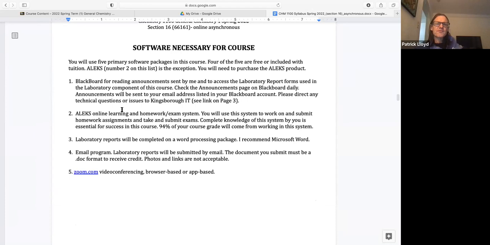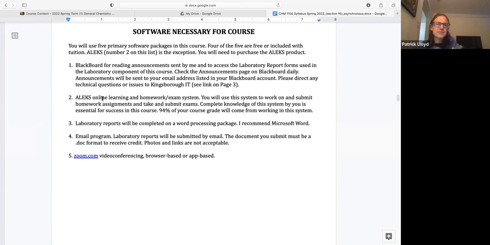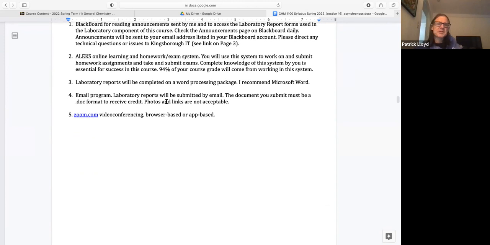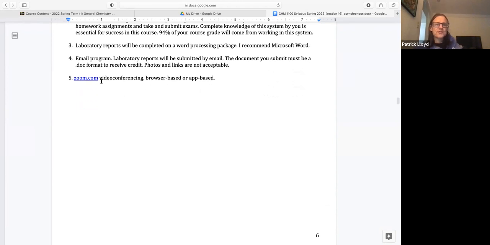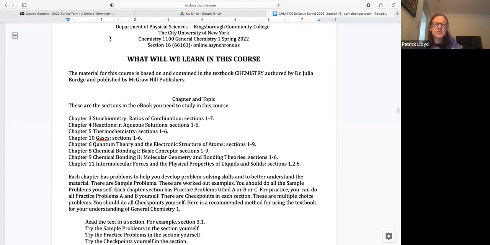Again, some software: Blackboard, of course, you get that through CUNY. ALEX, you're going to have to purchase. Laboratory reports will all be done on a word processing package, so I recommend Microsoft Word for that. Students get Microsoft Office 365 for free. It's not the best because you don't get it on your computer. It's web-based, but it seems to work. Of course, you'll need an email address, but you get one through CUNY as a CUNY student. And then zoom.com if you're going to do office hours. So a lot about the technology right there.